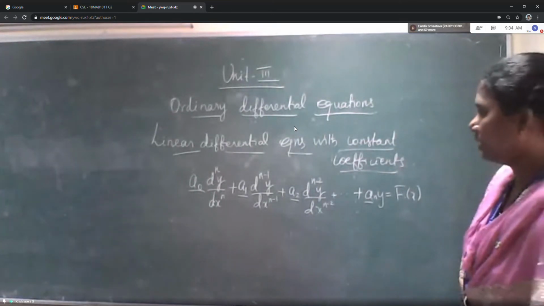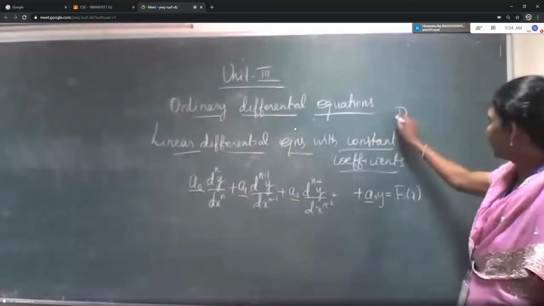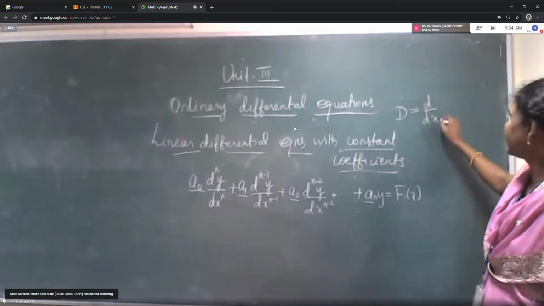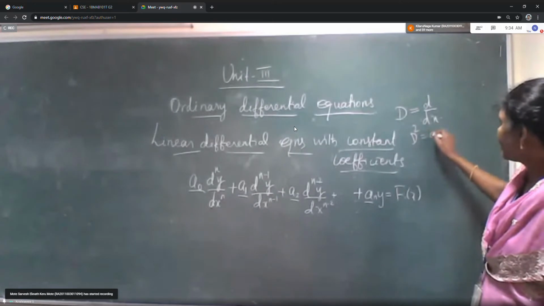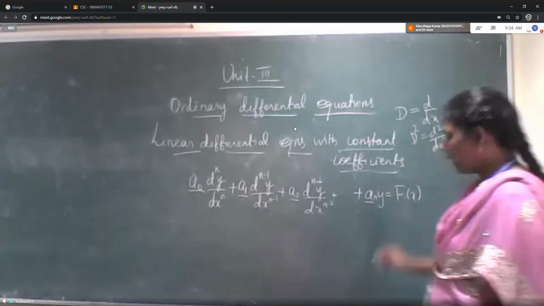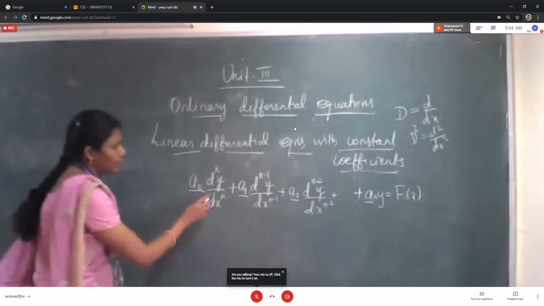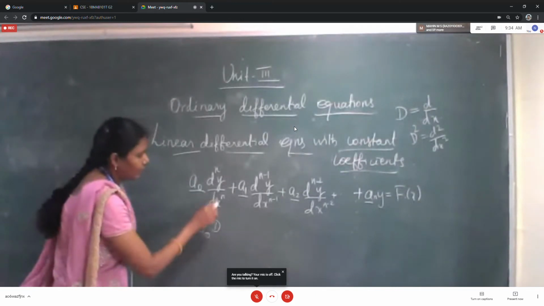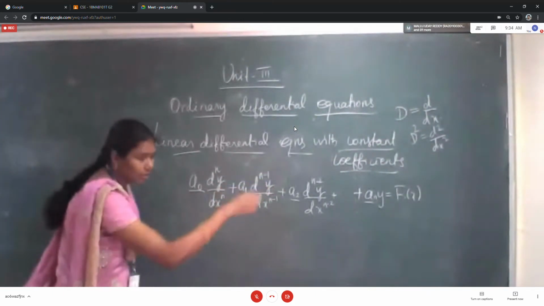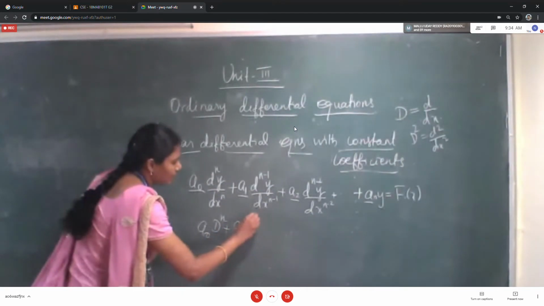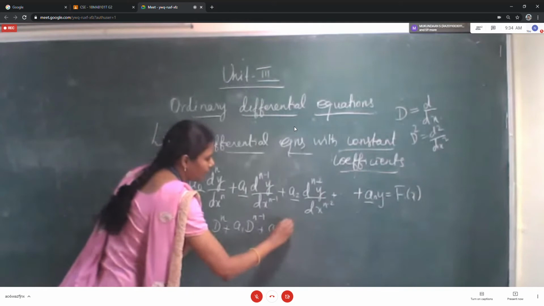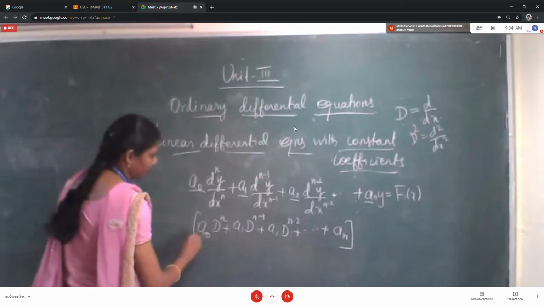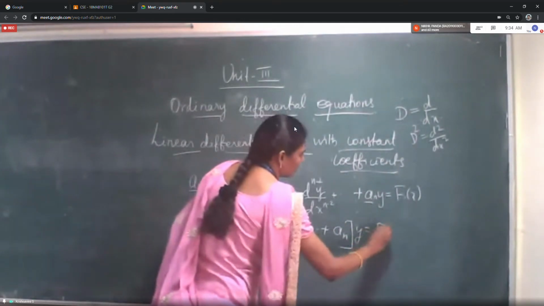Now the same equation using the operator D. D is nothing but d/dx, and D² is d²/dx². How can we write this? a naught Dⁿ, y common overall, plus a1 Dⁿ⁻¹ plus a2 Dⁿ⁻² plus etc., plus an, into y equal to f of x.